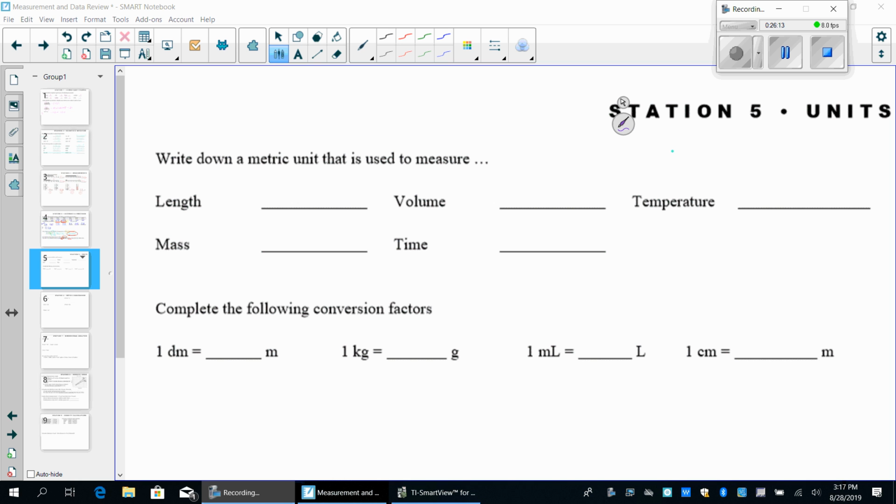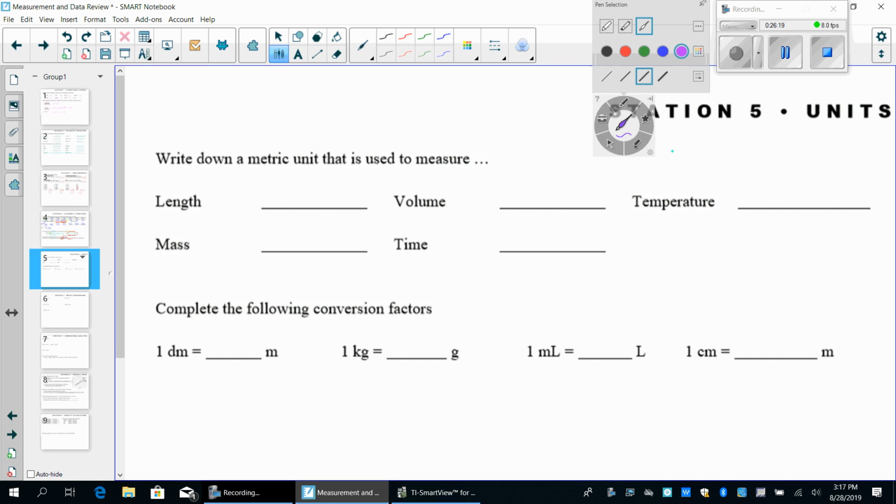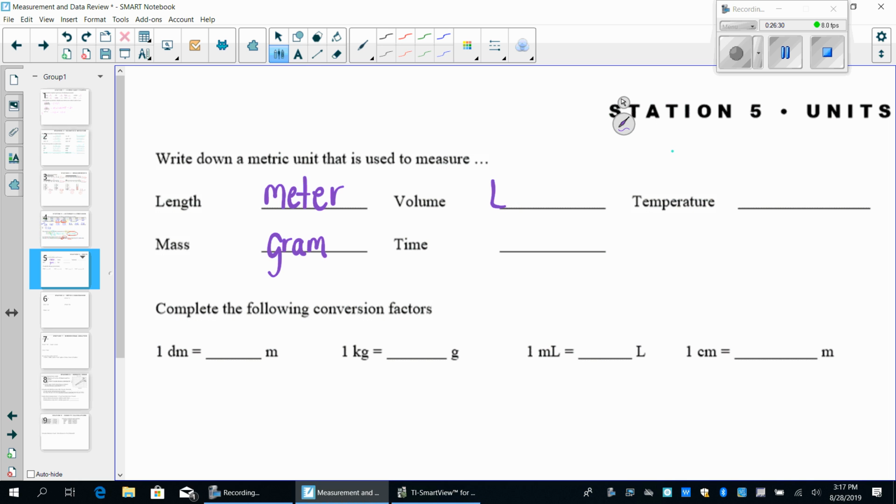Okay, for your metric units, length, and I'm just going to write the base unit. The length is meter, centimeter, millimeter. Mass is gram. You can use milligrams or kilograms. Volume is the liter, the milliliter, or centimeters cubed or meters cubed for the volume of a solid.